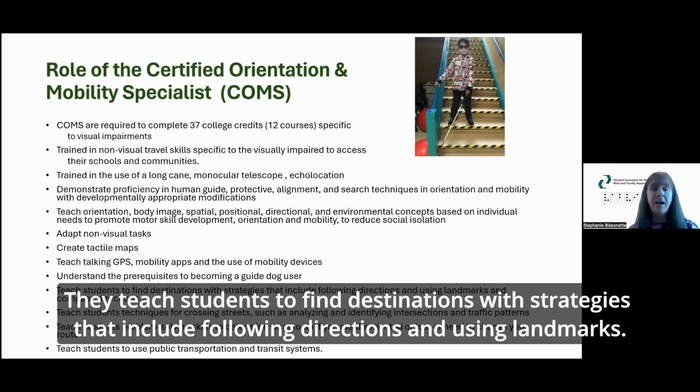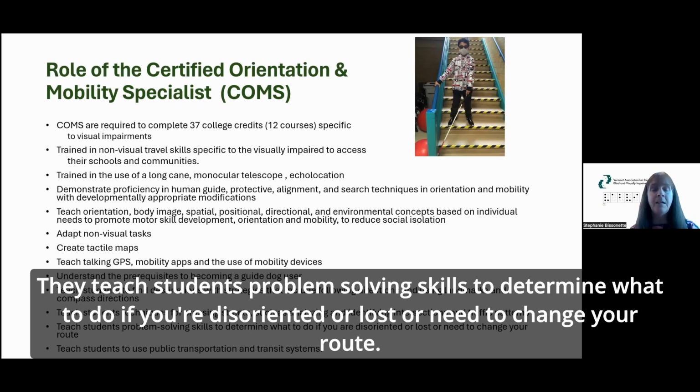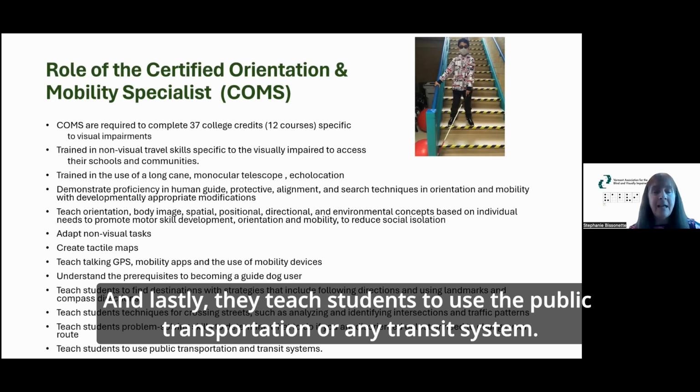They teach students to find destinations with strategies that include following directions and using landmarks and/or compass directions. They teach students techniques for crossing streets, analyzing and identifying intersections and traffic patterns. They teach students problem-solving skills to determine what to do if you're disoriented or lost or need to change your route. And lastly, they teach students to use public transportation or any transit system.